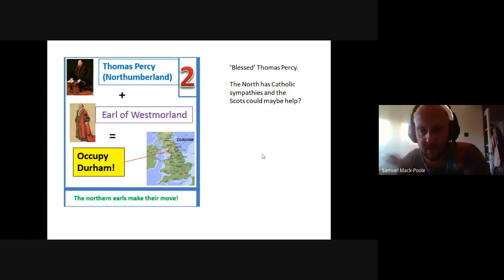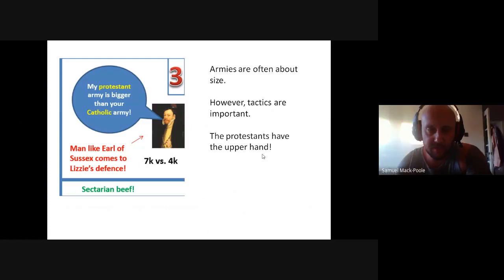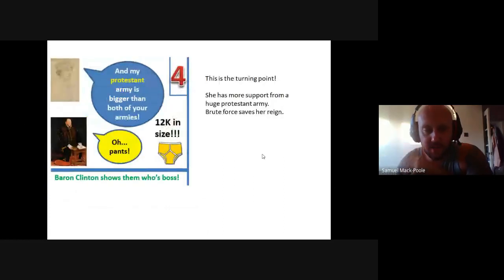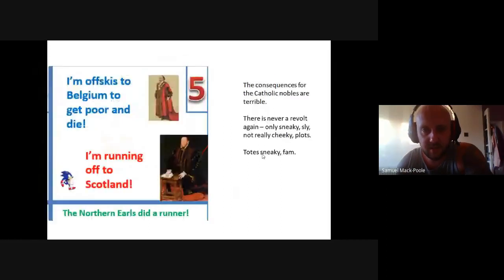Armies are often about size. Tactics are important, but the Protestants had the upper hand. The turning point was that massive army by Baron Clinton, 12,000 strong. So brute force saved her reign. The consequences for the Catholic nobles are terrible. This is a very important thing to say: there's never ever an open revolt in England again.